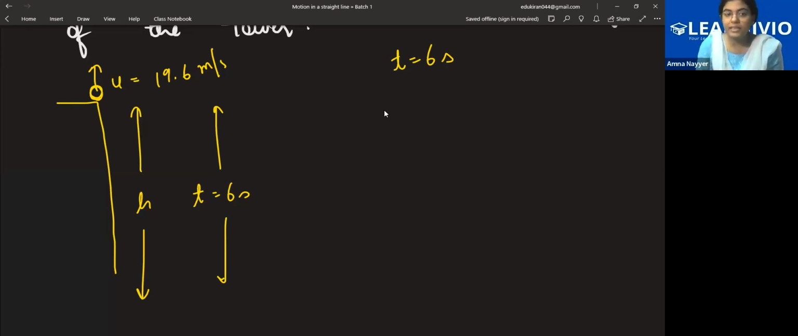Now, one thing, let us take some sign convention. Let us say upwards is positive, downwards is negative. You can vary this. Again, I'm telling you, this can be variable. You all can get different answers.